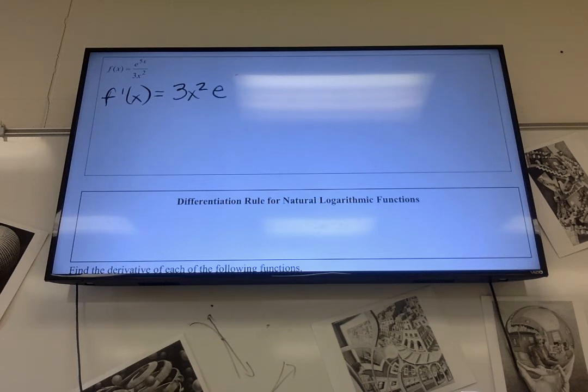Low D high. So e to the 5x times, anybody? 5, thank you. Oh yeah, we did it. Low D high minus high D low. 6. Yep. Square the bottom and away we go.